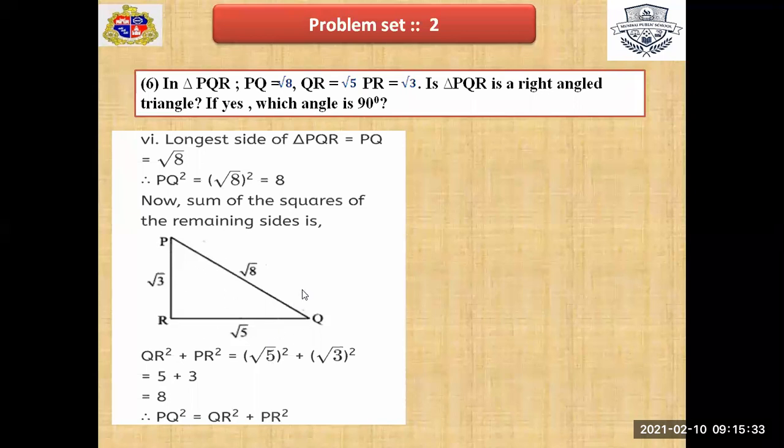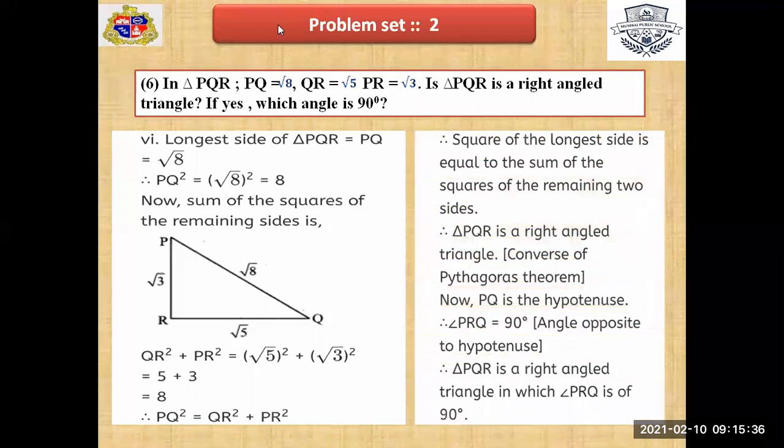So this one is the converse of Pythagoras theorem. Here we say the square of the longest side is equal to the sum of the squares of the remaining two sides. Therefore, we write triangle PQR is a right angle triangle. This condition is applicable. So we find first that triangle PQR is a right angle triangle. Yes. Now, which angle is 90 degrees?